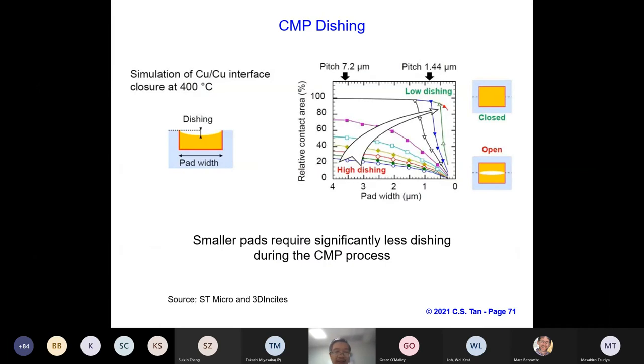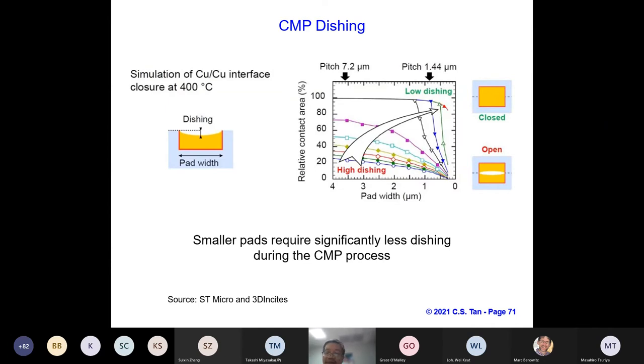The other thing that you have to consider is also the CMP dishing problem, right? What is presented here is from ST Micro. If you go with any color in this curve, every color represents a dishing number. So let's go with the purple color. For the same dishing value, what they have shown here is that the pad with smaller wave is in fact more sensitive to the dishing, okay?